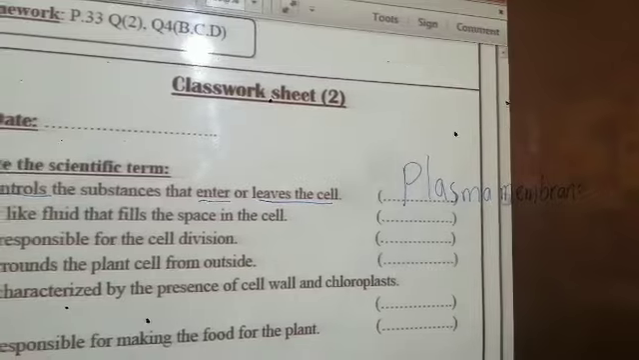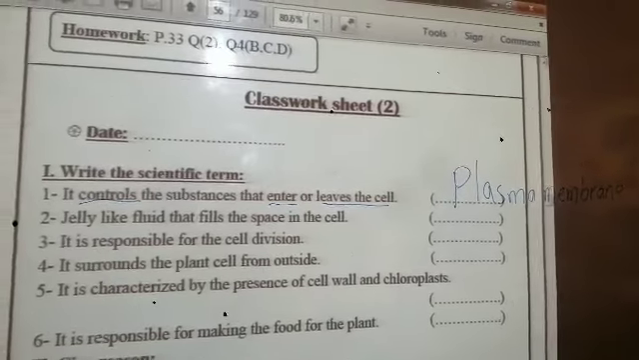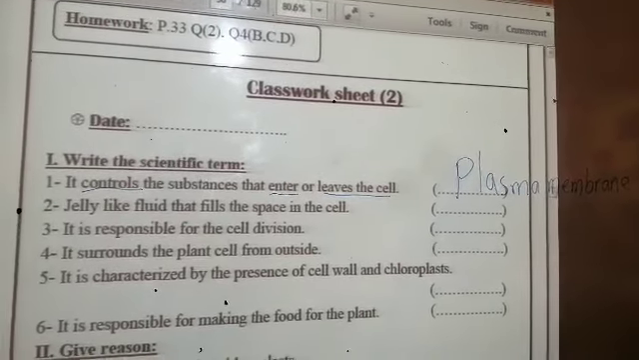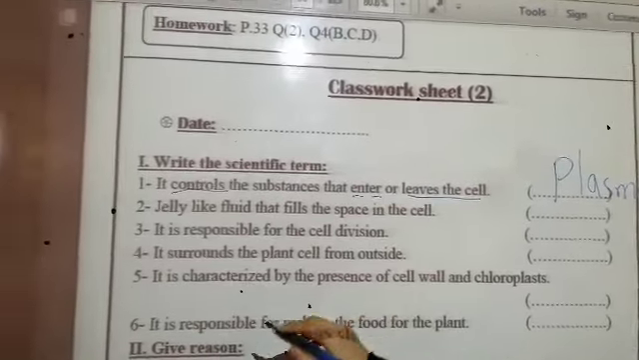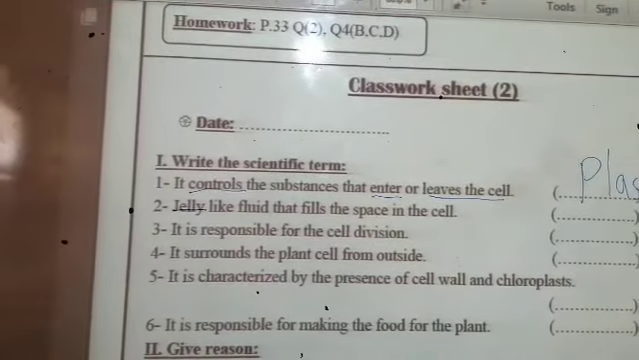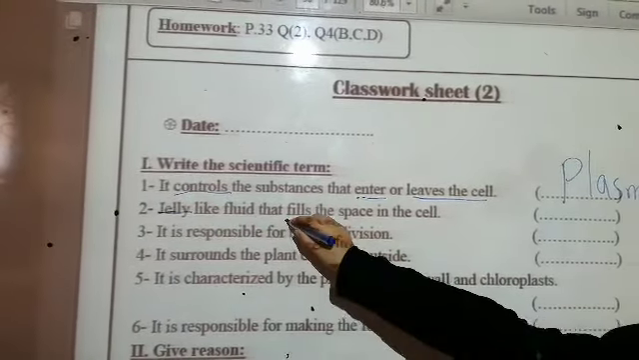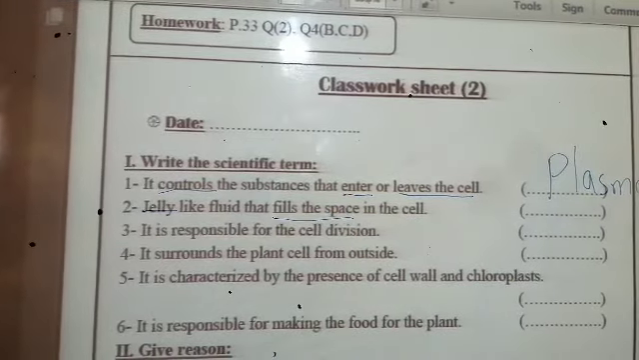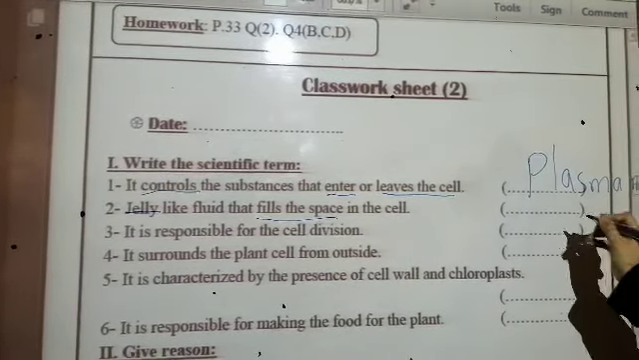Number 2, jelly-like fluid that fills the space inside the cell. I have here the keywords: jelly, fills the space. The space inside the cell is filled with cytoplasm.